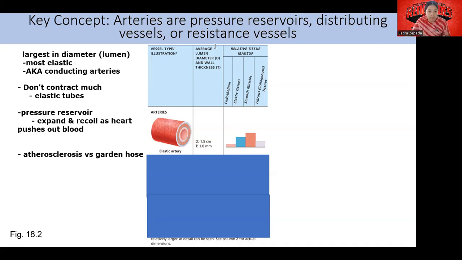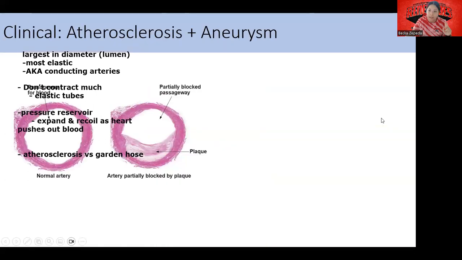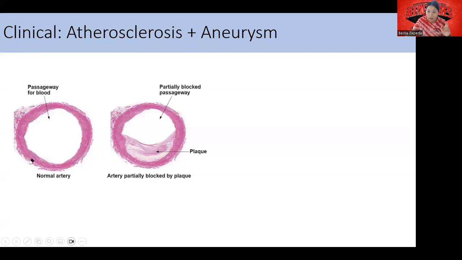Okay. The next type of vessel that we're going to talk about is the muscular artery. Oh, I guess before that, we're going to talk about atherosclerosis. Not yet. But we already brought this up. So like I said, atherosclerosis is the hardening of those arteries. So here we have a normal artery here. Here's an artery partially blocked by plaque. And when that happens, the vessel becomes hardened. It's not going to be as elastic anymore. And so you have that disruption of that continuous flow.